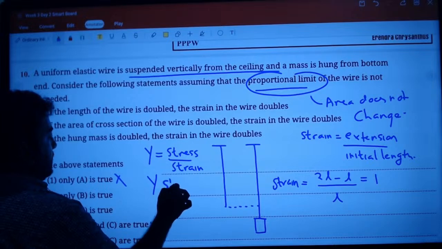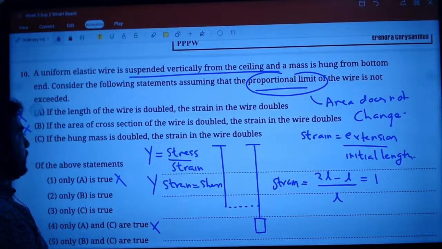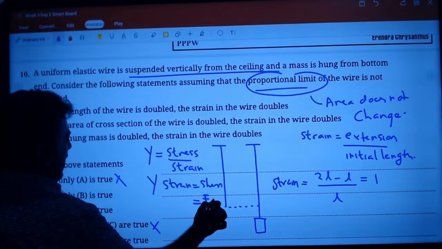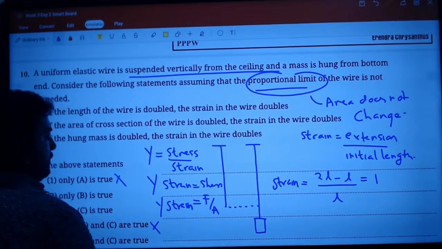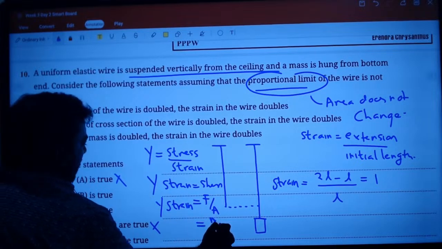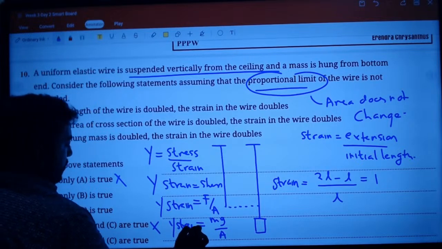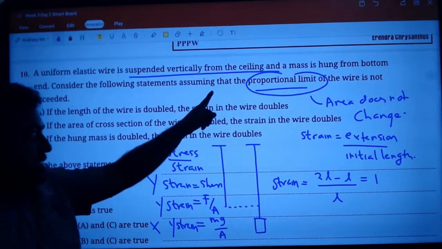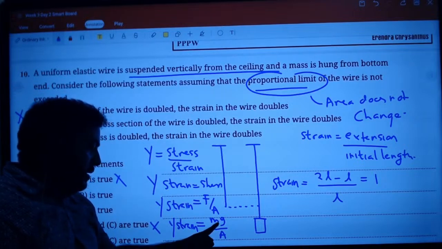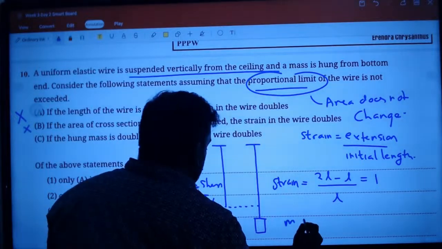Young's modulus into strain is equal to stress. Here, force divided by area, Young's modulus into strain. Force equals weight, mg divided by A, Young's modulus into strain. So within the proportionality limit, area is not changing, g is not changing. Young's modulus is constant for the metal. So mass is proportional to strain.